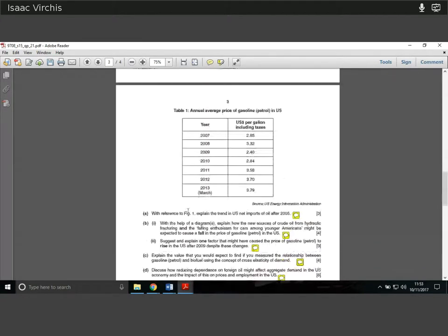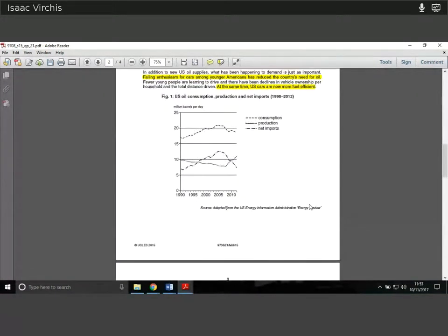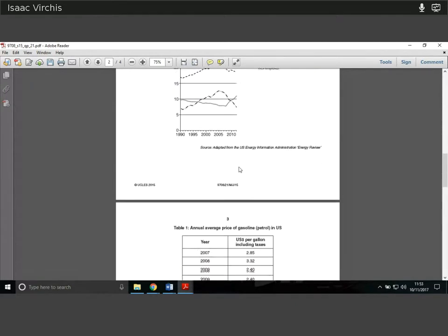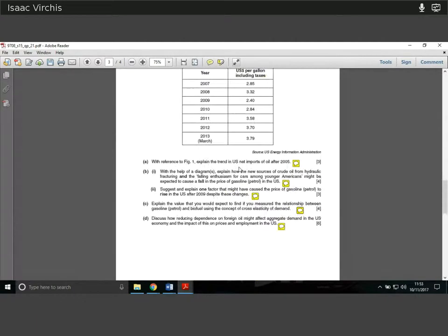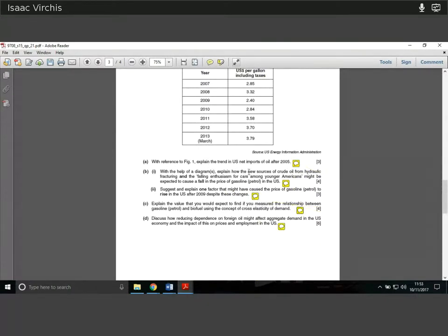What's going to be important here is that because it says with reference to figure one, it's not just about saying, oh, it goes down. We've got to say from where to where. So we say, according to figure one, net imports in 2005 were approximately 13 million barrels a day, yet by 2010, this figure had fallen to 7. We've got a downward trend in oil during the period in question. That's all you really need to do to get the 3 marks. Remember, you always have to cite the data if they say with reference to something.